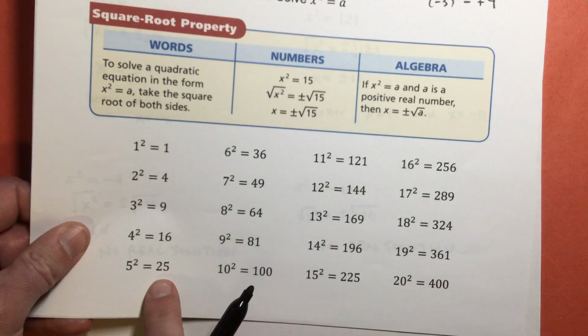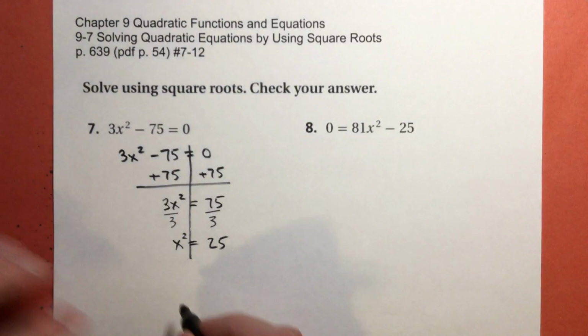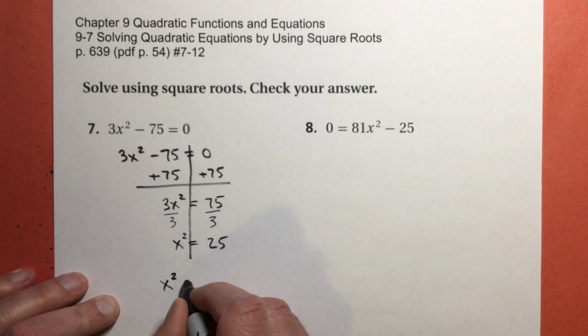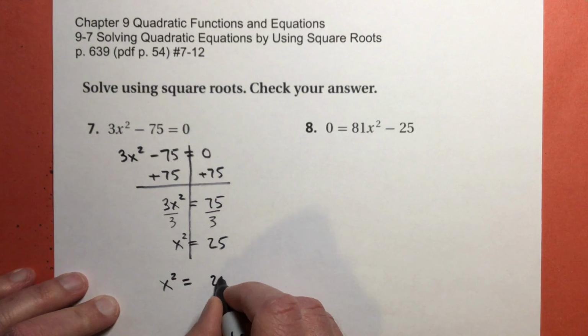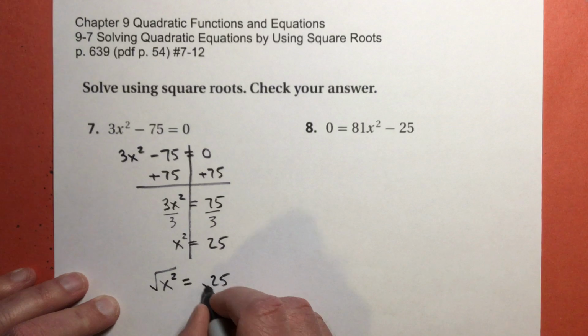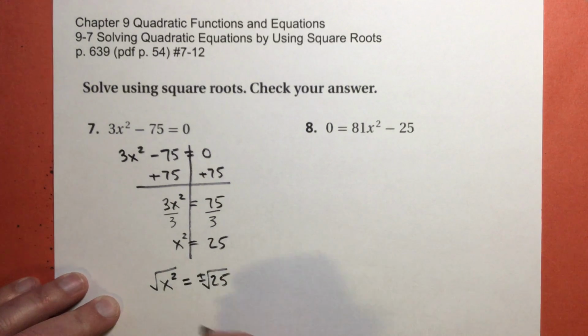25 is on my list. It is a perfect square. So I get x to the second power equals 25. Take the square root of both sides and don't forget the plus or minus. So x equals positive 5. And x equals negative 5.